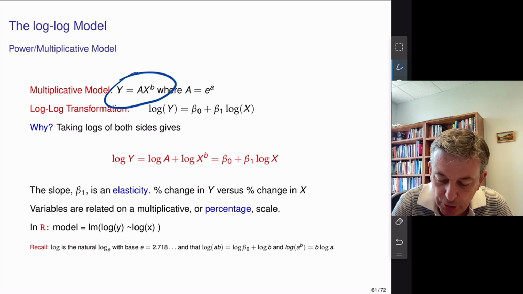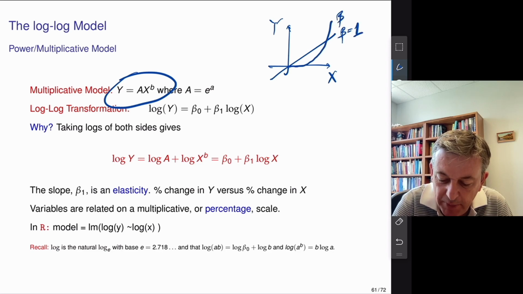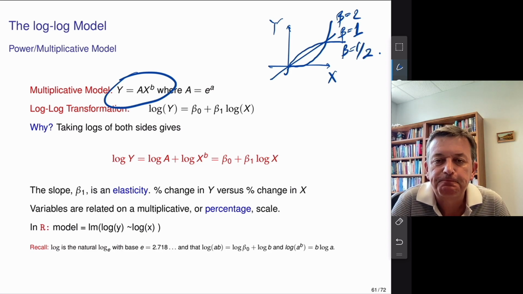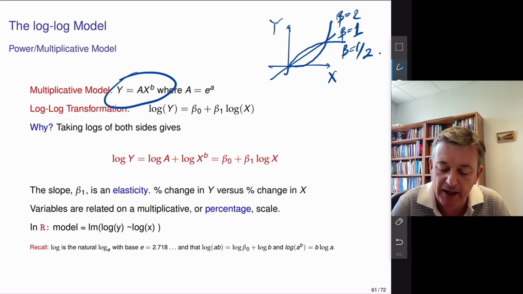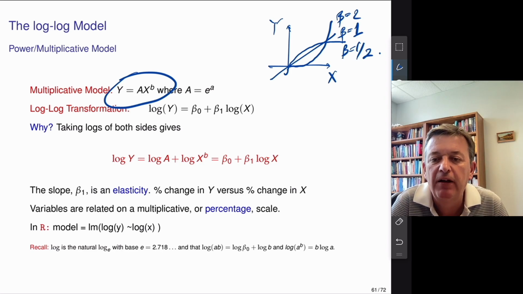And if I thought about drawing what these curves looked like, there's my x and there's my y. A linear straight line, beta equals 1, would look something like this. A quadratic, beta equals 2, would look something like this. And a beta equals a half, the square root function, would look something like that. So there's a whole bunch of different shapes that I can get, and then of course random points dotted around that as well from our regression error.